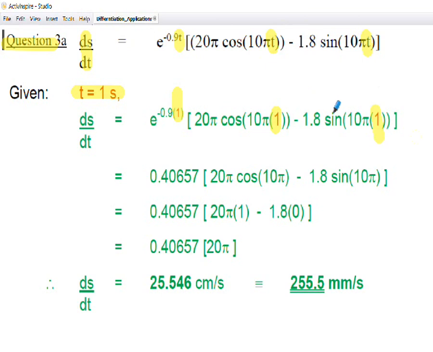Okay, the rest of it from here on in is arithmetic. If you do the numbers on this, you get cos of 10 pi, and don't forget we're using radians here. Your calculator must be in radians mode, but cos of 10 pi will give you 1 in radians mode, and then sine of 10 pi gives you 0 in radians mode. The rest of it's all arithmetic, and we eventually find our velocity, or our ds by dt, as 25.546 centimeters per second, or I've also stated it in millimeters per second here.